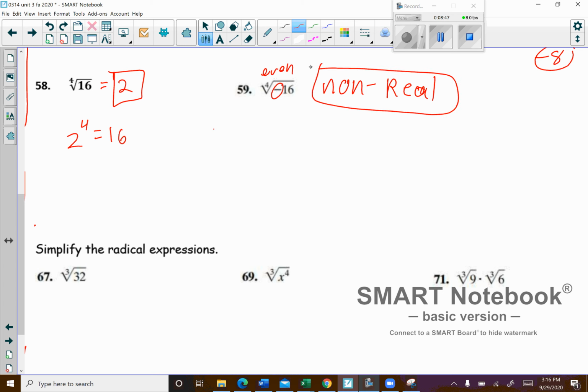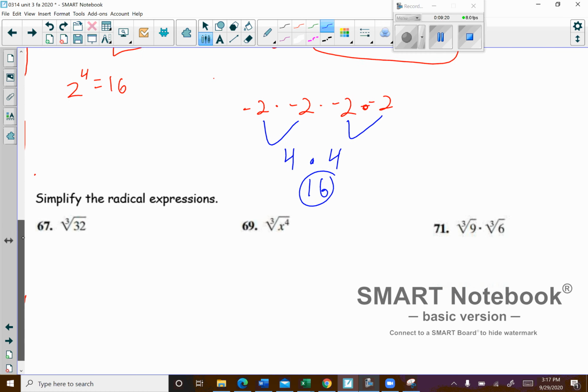And so you could be like, well, why can't I do -2? Well, let's see what happens. If I do -2 times -2 times -2 times -2, a negative times a negative is positive. Negative times a negative is positive. 4 times 4 is 16, not -16. So even though I made the base negative, it still won't work, okay? So right now, we're just going to say non-real, and we'll take a deeper dive at the end.